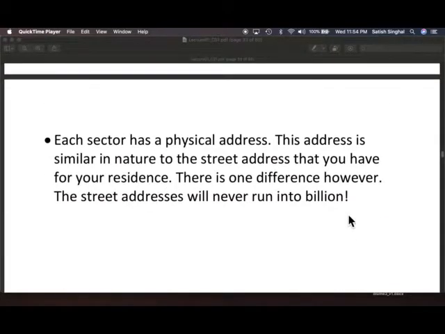Each sector has a physical address. This address is similar in nature to the street address that you have for your residence. You might have a street address like 16620, 16621, 25, and so on. But there is a small difference. Street addresses will never run into billions.